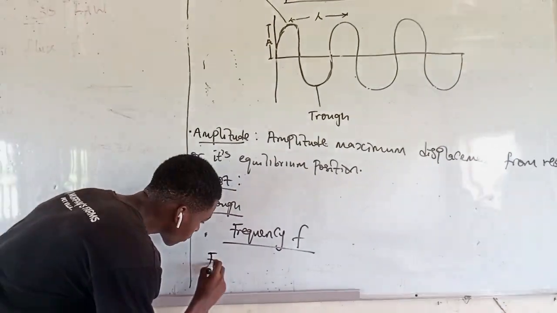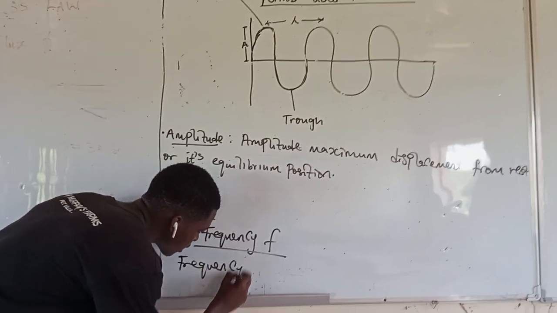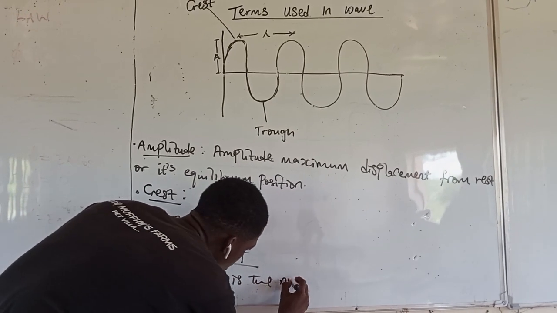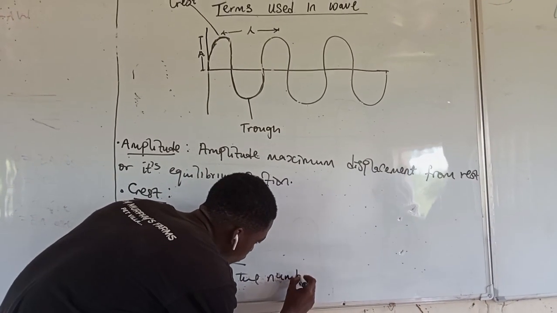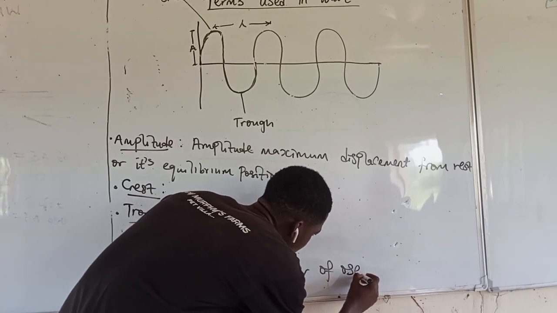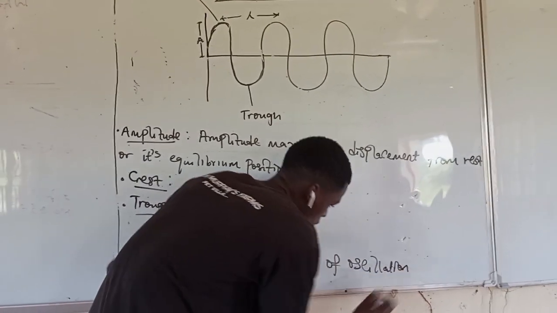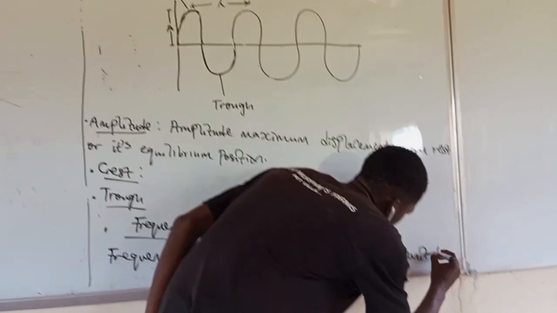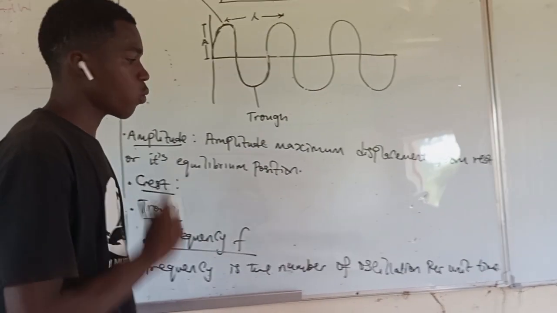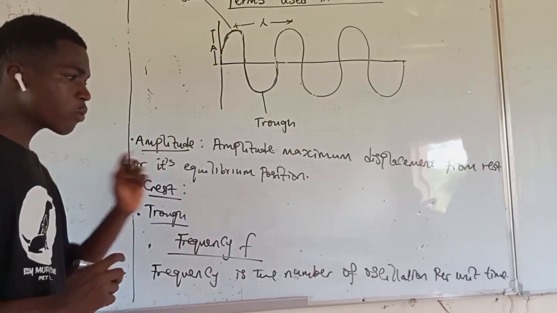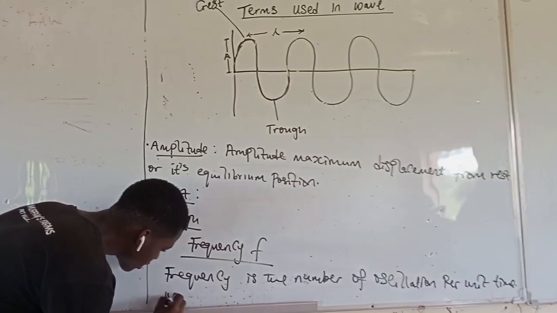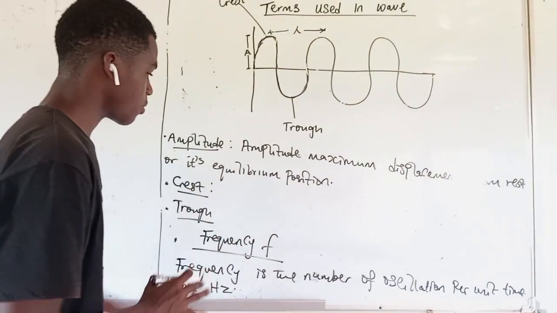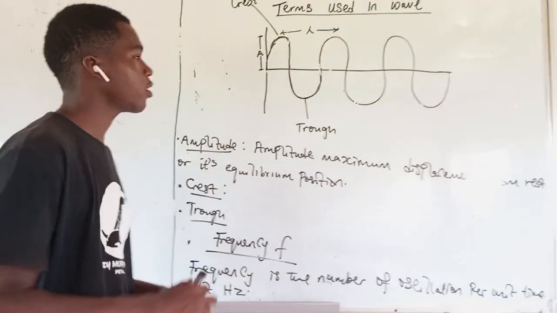So frequency is defined as the number of oscillations per unit time, or number of oscillations in 1 second. Now, frequency is measured in hertz. The unit is hertz. Make sure you write this down, especially this frequency. Are we getting it now?